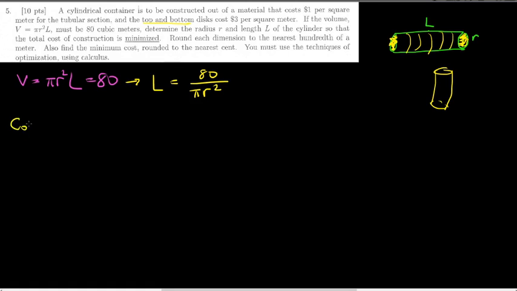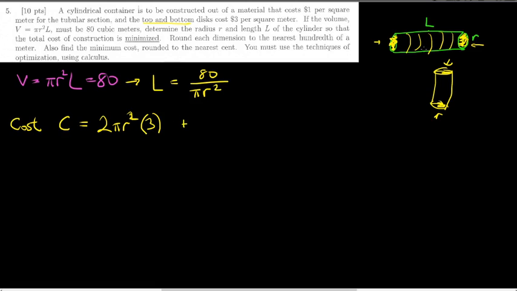So we need the cost function, which I called C of L, I guess. Or no, C of R. This is going to be in terms of R. Anyways, it's just the cost. So how much does it cost? Well, let's do the top and bottom, right? Or the right and left, the sides. So we have 2 of them. They're 2 discs, 2 pi r squared. That's the total area of both discs, or top and bottom, either way. But it's $3 per square meter, right? So this is the number of square meters multiplied by $3 per square meter.